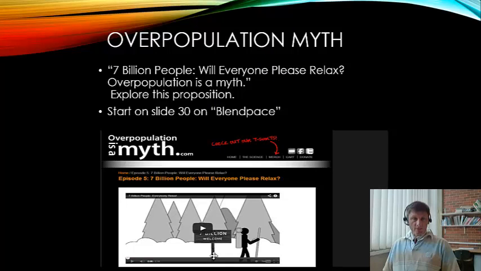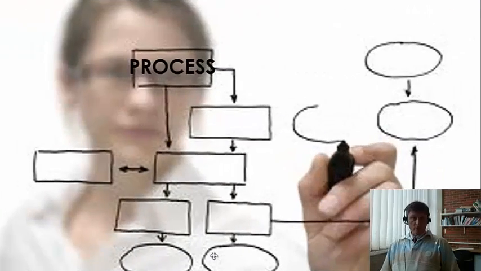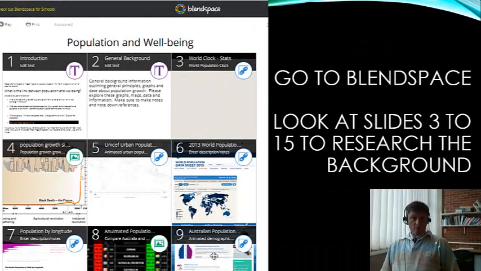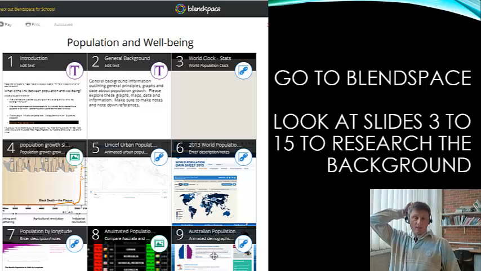So once you've worked out which one of the three things interest you, let's go through the process. What do you need to do? Well, the first thing is obviously you need to go back to blend space, and there's slides 3 to 15 that give you the background to the whole issue of population and so forth, and I'm going to show you some of the websites and clips to help you understand why this is important. And you do this as your first part of your research and before you start looking at your specific question.